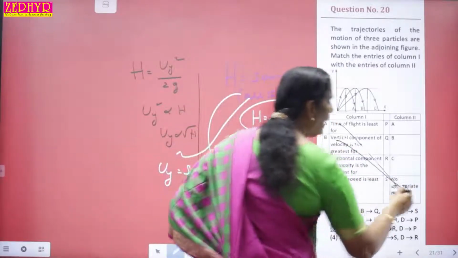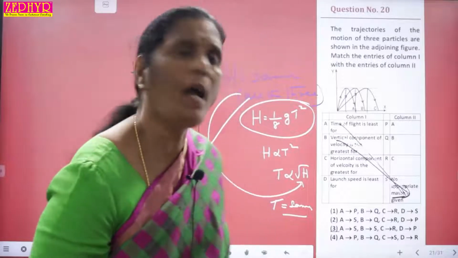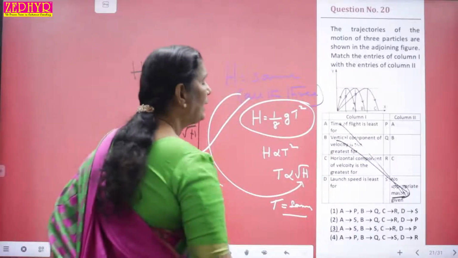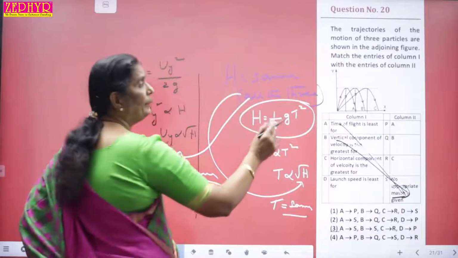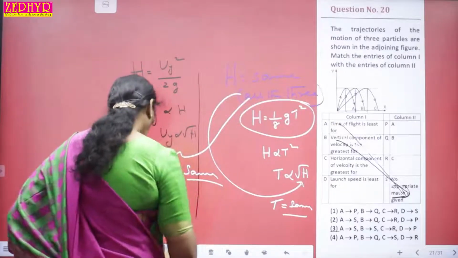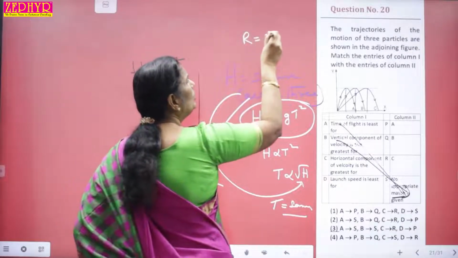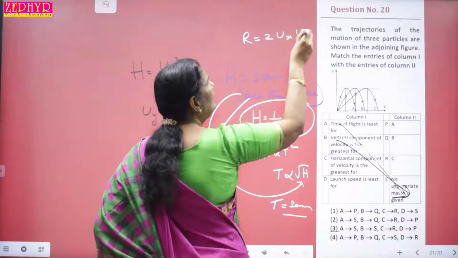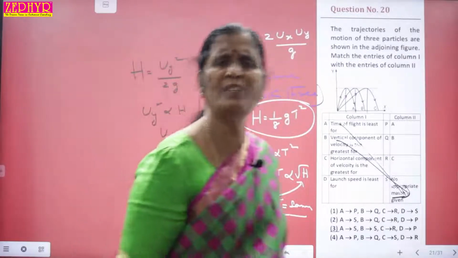Again my answer will be that only. So they will all have the same vertical component of velocity. Next, horizontal component of velocity will be greatest. For that we have to take R. So we know that R is equal to 2ux uy by g. We have the formula u square sine 2 theta by g, and we separate it like this.